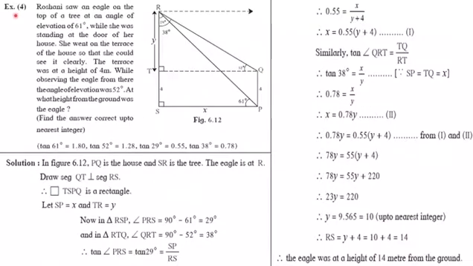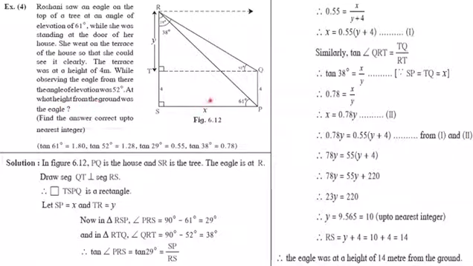Study the next example. Example 4. Roshni saw an eagle on the top of a tree at an angle of elevation of 61 degrees. While she was standing at the door of her house, she went on the terrace of the house so that she could see it clearly. The terrace was at a height of 4 meters. While observing the eagle from there, the angle of elevation was 52 degrees. At what height from the ground was the eagle?